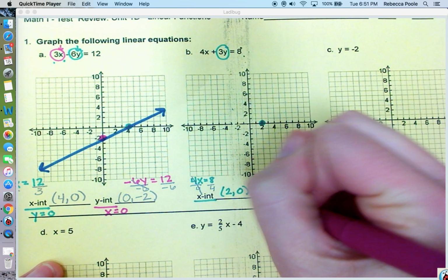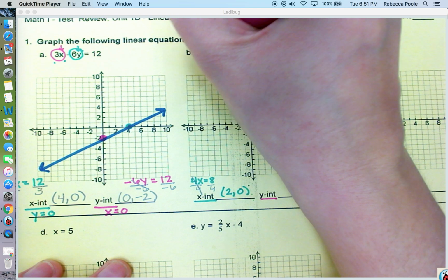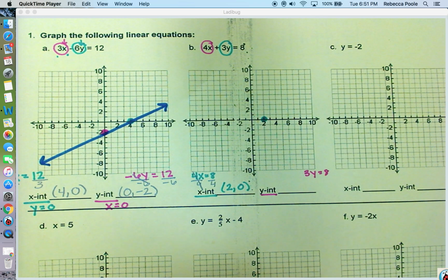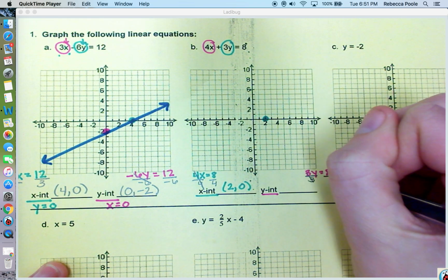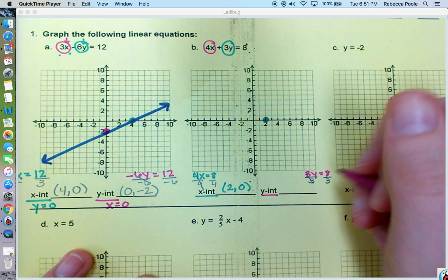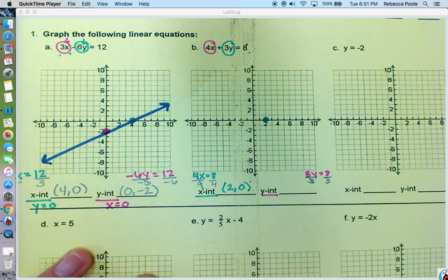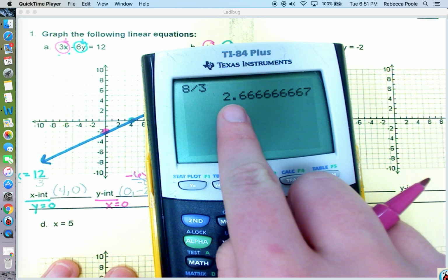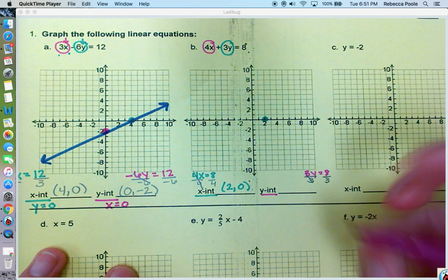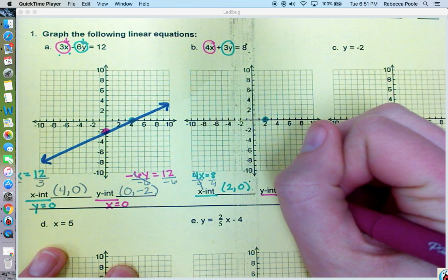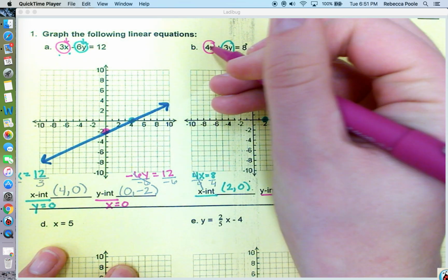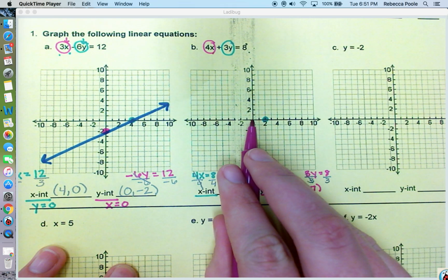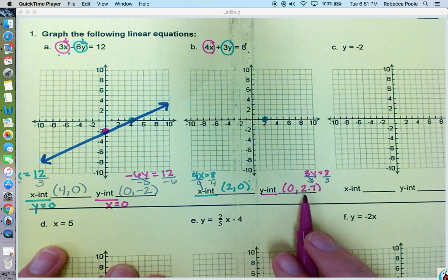Now for my y-intercept, I'm going to go put 0 in for x. So this is going to give me 3y equals 8. If I divide by 3, can we do 8 divided by 3? No, but on your test you're going to have a calculator. So if I type in 8 divided by 3, I get about 2.7, right? So this is going to be 0, because remember it's a y-intercept, the x is 0, 2.7. So I'm going to go left or right, none, and then I'm going to go up 2.7.